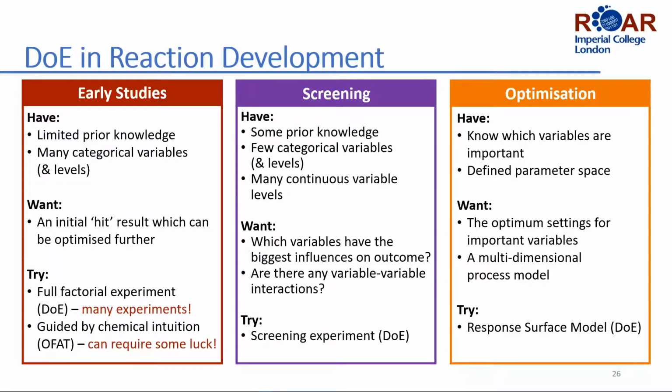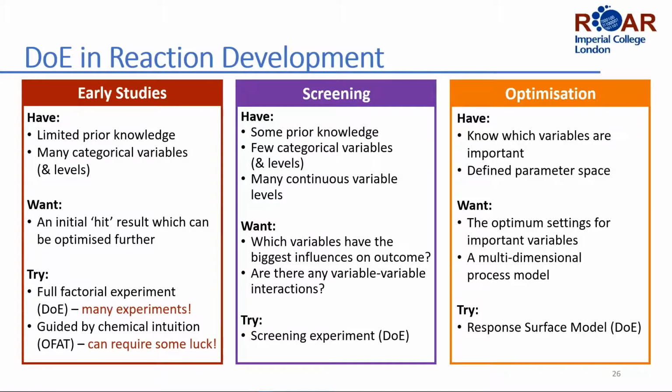And so in this kind of stage here, we're looking to do screening experiments to test what are the most significant variables we should be focusing our effort on. Are there any 2-factor interactions we should investigate? Of course, the final stage is then the full-on optimization. At this stage, we know which variables are the most important. We've defined our reaction space, our parameter space. We know the lower and upper limits for the variables, and we're now starting to do what's called a response surface model type DoE, building these multi-dimensional process models that allow us to really dial in those settings.